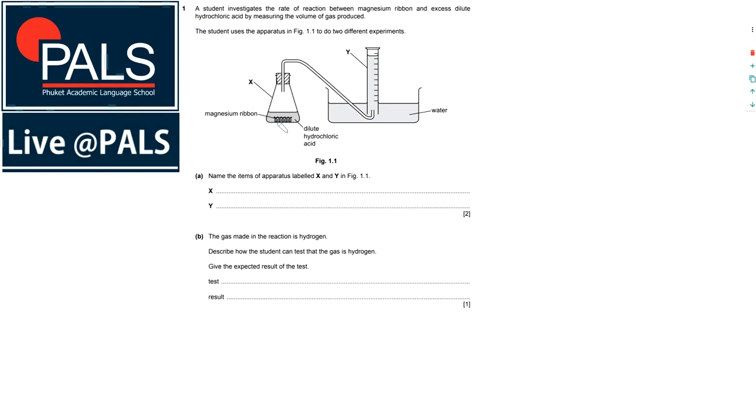We can see the apparatuses here, and the first thing that we have to do is name the apparatus. So make sure that before you do this paper, you memorize the names of the different apparatuses that you need to know. You can find lists easily online for that. I think this is pretty easy here. These are not too difficult. X is a conical flask.